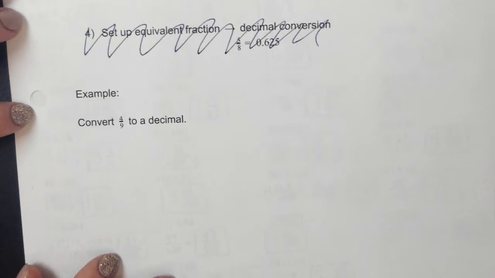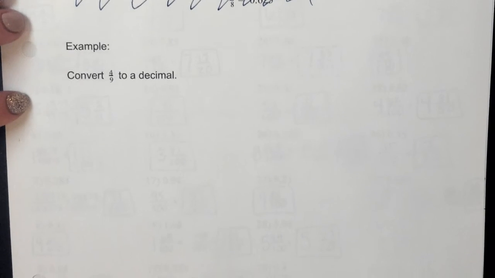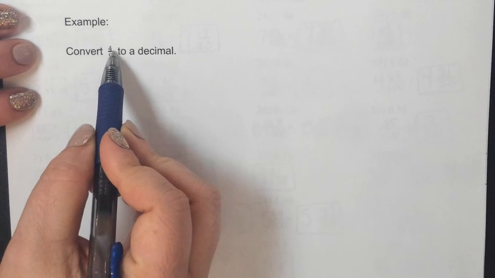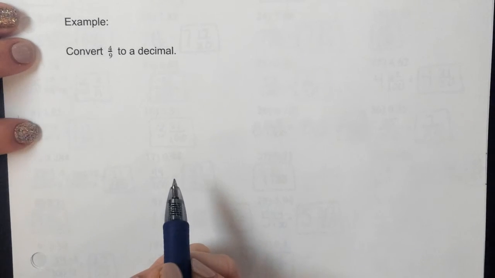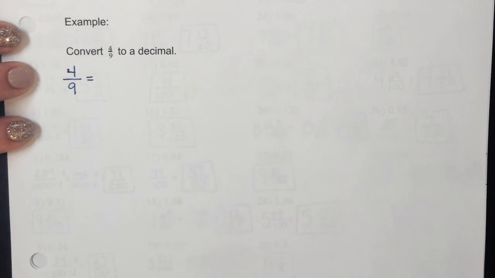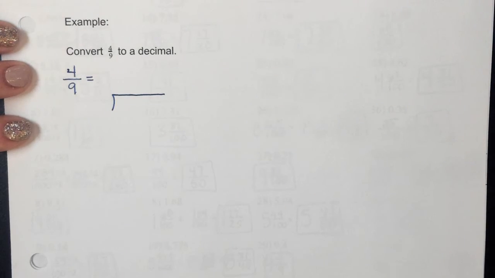All right, so let's look at an example here. In fact, we're going to do a couple of examples together. I know I just have one here, but we're going to write out a bunch together. So this says we want to convert 4/9 to a decimal. So I'm going to do 4/9, and we're going to make that a decimal. To make that a decimal, we're going to set it up as division. So let's write out our house.